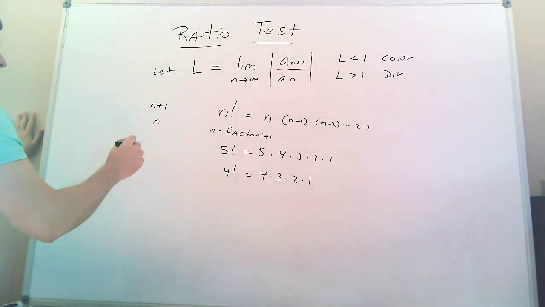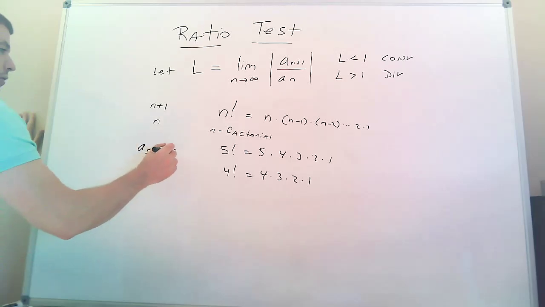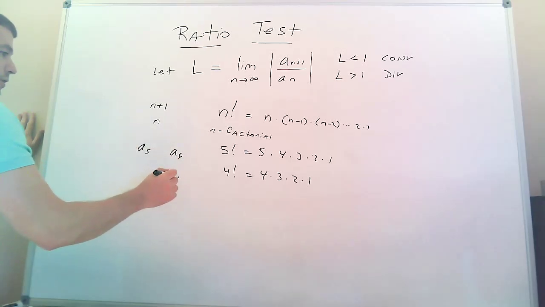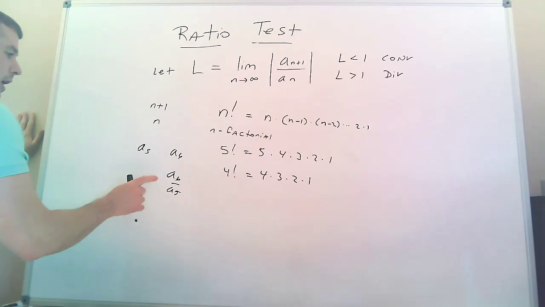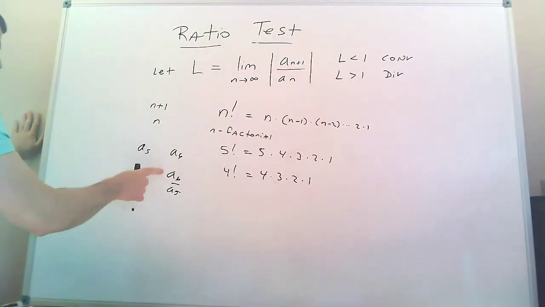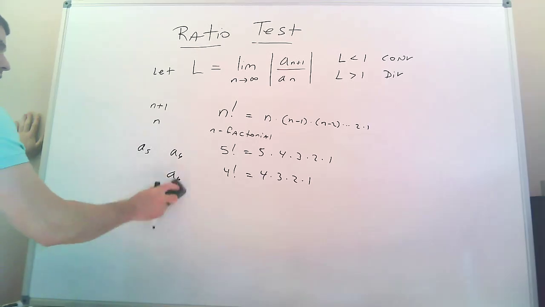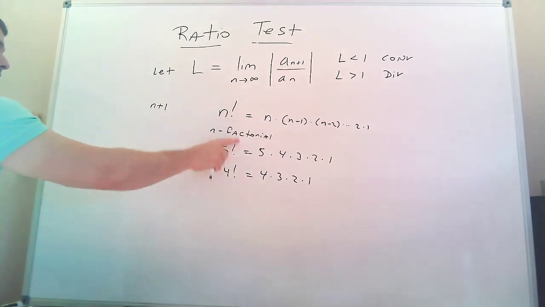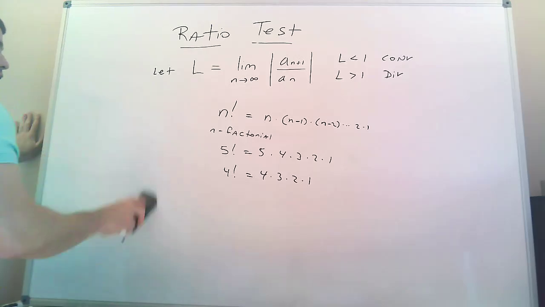Like I said, if you had A5, the next term in the list would be A6. That's what the ratio test is doing. You're doing a ratio of the guy above and the guy below, and you're trying to see if that ratio is smaller than 1 or bigger than 1. If it's smaller than 1, then I know I get converged. So you're going to be doing this with the n factorial.